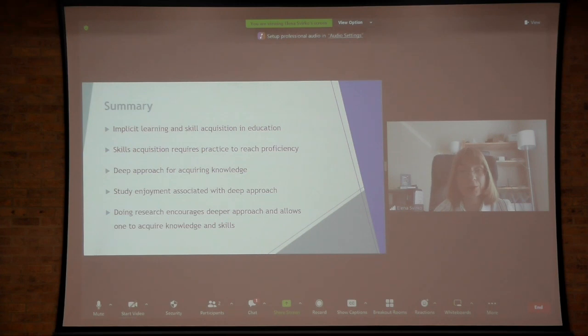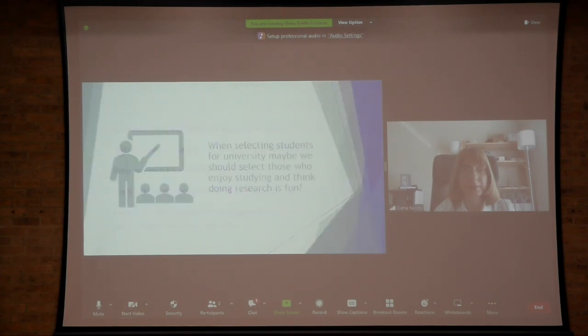Doing research encourages deeper approach and allows one to acquire both knowledge and skills. Now, when Jane started working on approach to learning, I believe that the main idea was to see if it could be one of the factors for selecting students for university who would be more successful. Well, it turned out that approach to learning is quite unstable, so it does change a lot while people go through university. So it's not one of the factors for selecting students on.